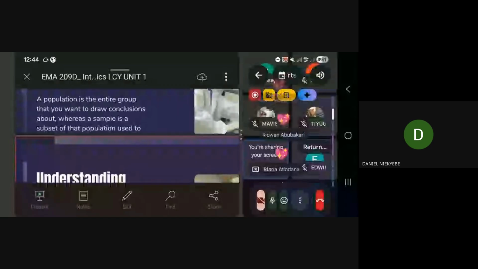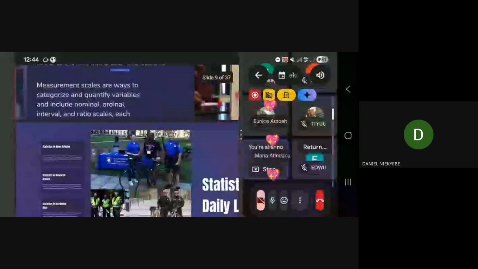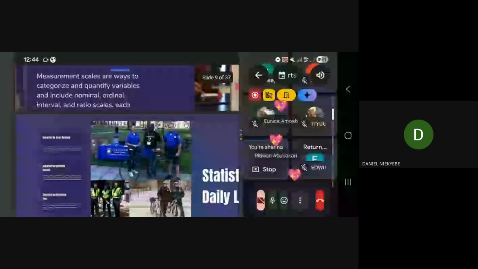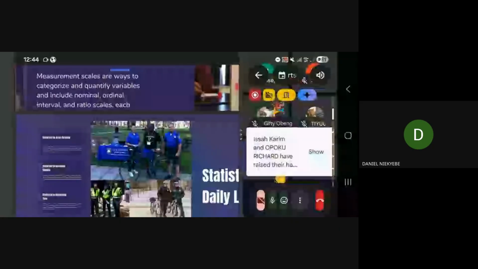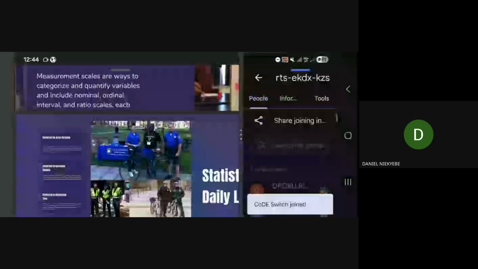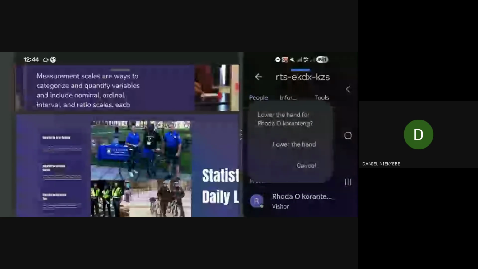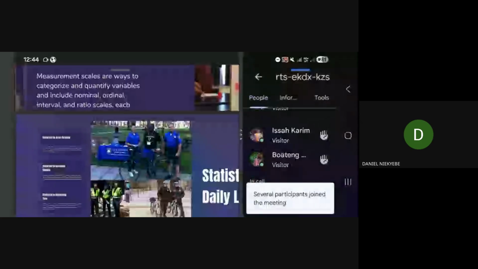Any other? So for the sake of emphasis, any other? Based on what we heard, what is nominal? Let's role that. What is nominal? Based on what we heard, what is nominal?